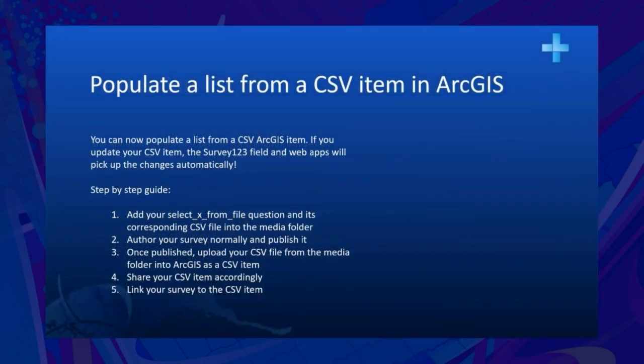You can now populate a list from a CSV item in ArcGIS. This means that if you update the CSV item, the Survey123 field app can see the change and download automatically the list. Rather than downloading the entire survey, the app just downloads the list on the user's behalf.